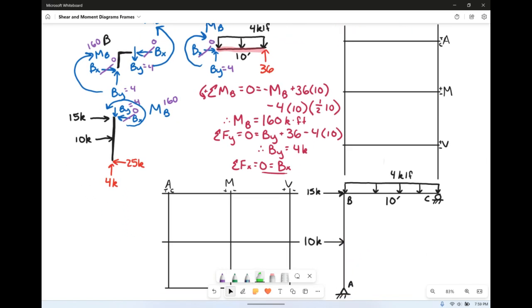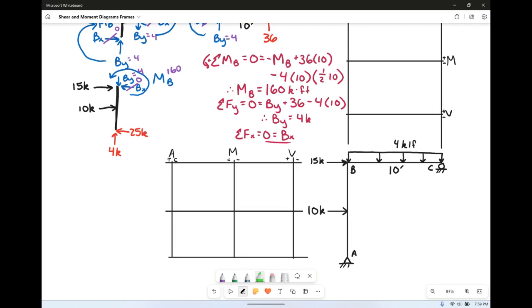Now all we have to do is just plot our results. So we can start over here at A. So at A for our shear, we're starting at 0 at the pin, and then we've got 25. So we're going to go over 25. Then we're going to not do anything. Then we're going to go back 10. We're going to not do anything. Then we're going to hit the very end. We're going to go back 15. So this is our shear diagram. And again, all of this is at 0 degrees.